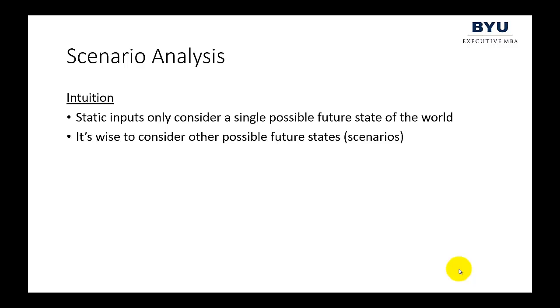The intuition is that static inputs only consider a single possible future state of the world. So in other words, when you do a model and you put in your inputs, what you are saying is there is only one possible future state of the world, and here it is based on my inputs. However, it is wise to consider that there are numerous other possible future states, and we'll call those scenarios, and we should at least try to contemplate some of those alternative states of the world.